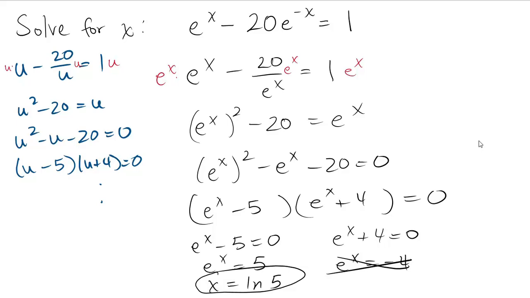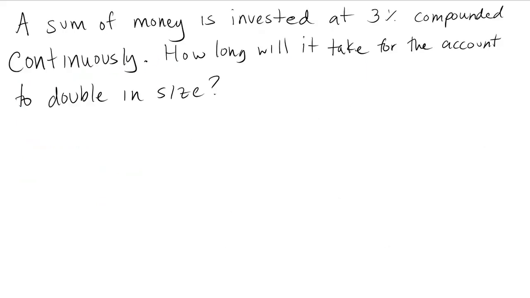We're going to end this lecture with a few word problems. This first example is something that we've done before, so I'm actually going to ask you to try this one on your own. It says a sum of money is invested at 3% compounded continuously. How long will it take for the account to double in size? Pause the video and see if you can do this.